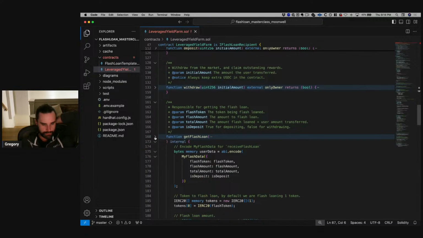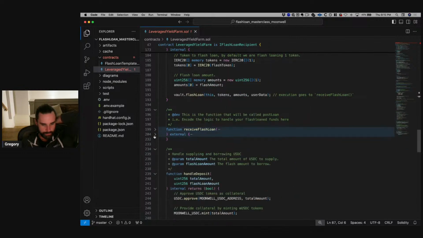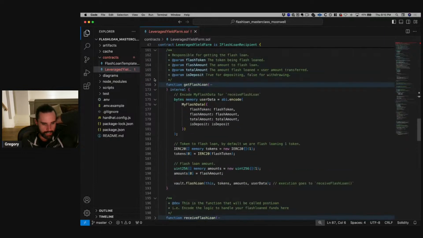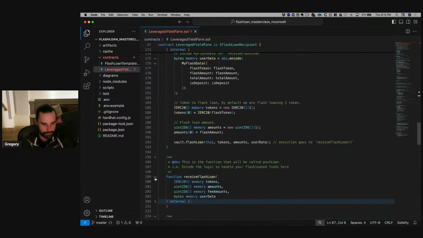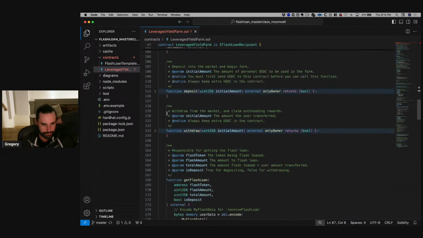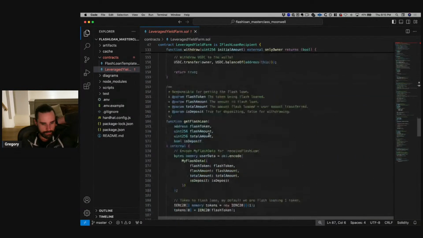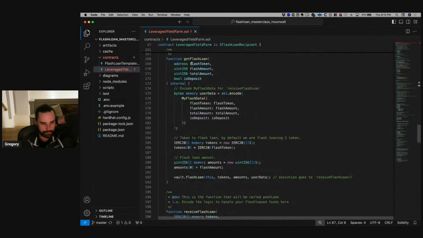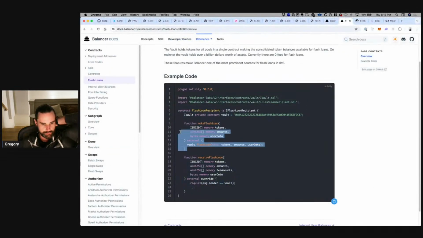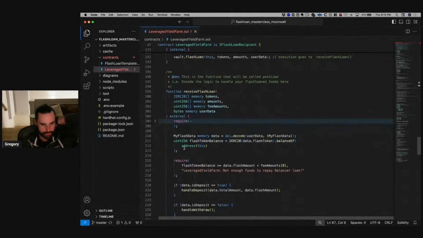And then we've got these functions down here for get flash loan and receive flash loan. Again, we're basically importing the flash loan template from Balancer with this right here. So get flash loan. Going back to Balancer, that's basically this, make flash loan, and then receive flash loan. Okay, here's the receive flash loan.